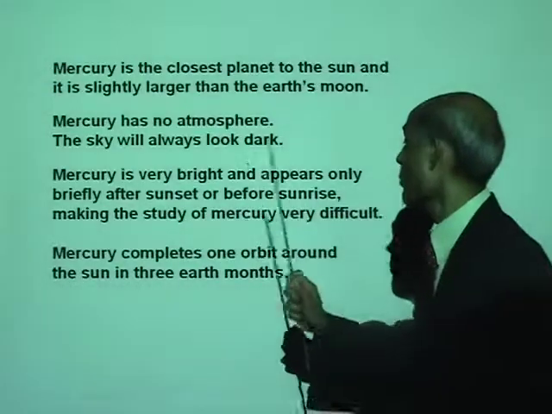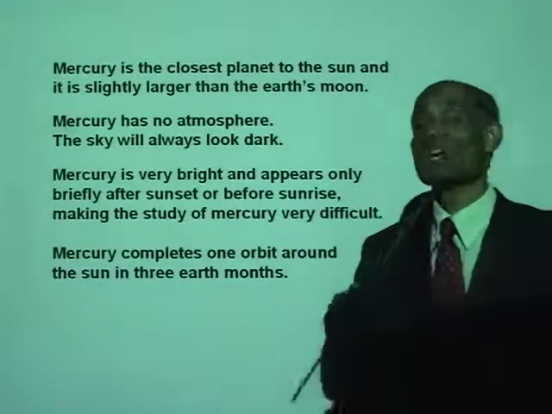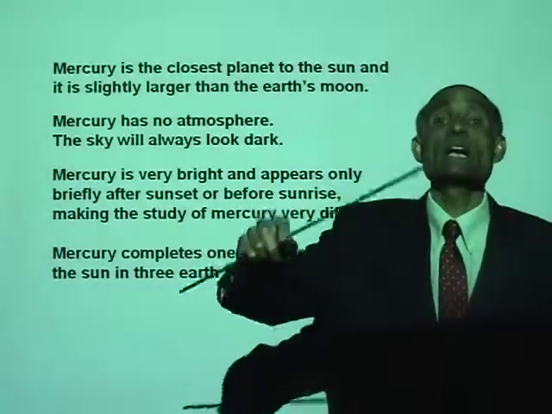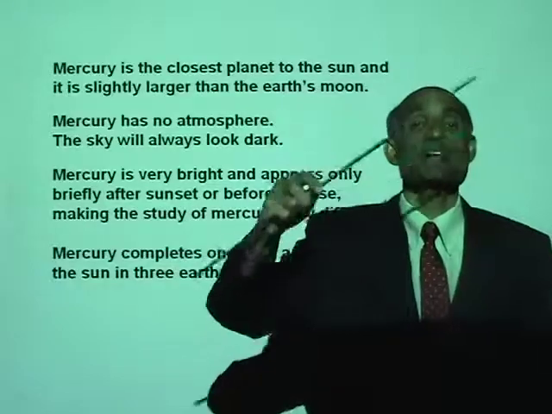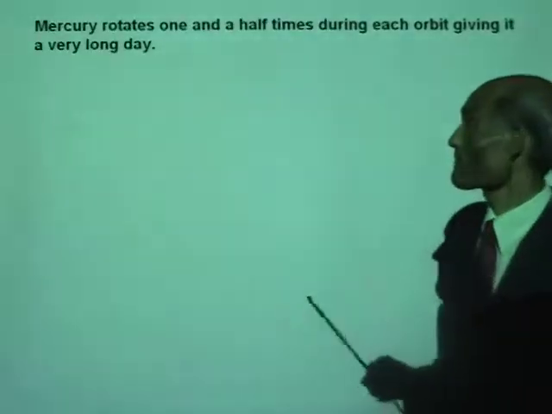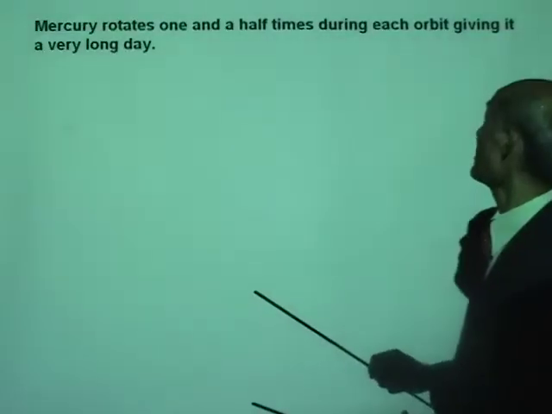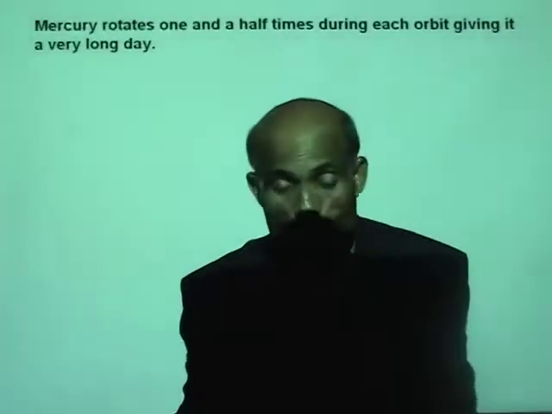Mercury completes one orbit around the Sun in 3 Earth months. That means in 1 year, it goes around the Sun 4 times. Mercury rotates 1.5 times during each orbit.